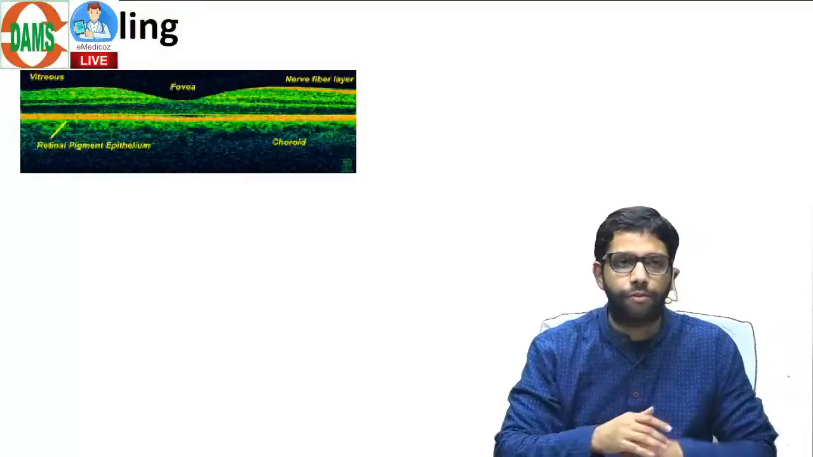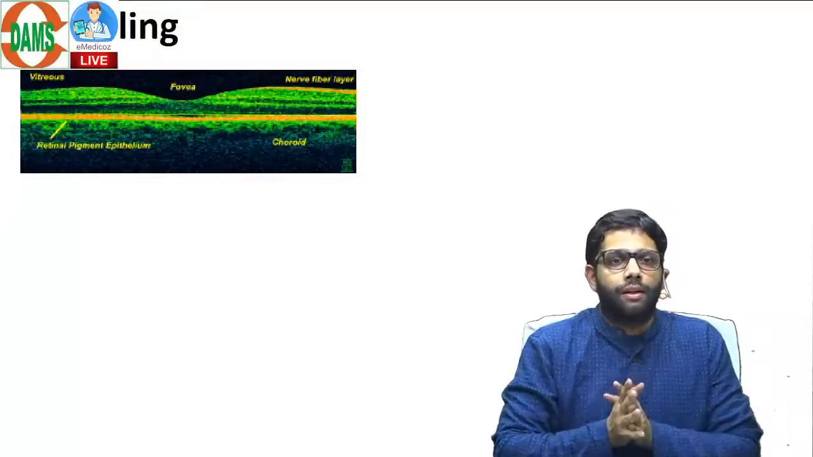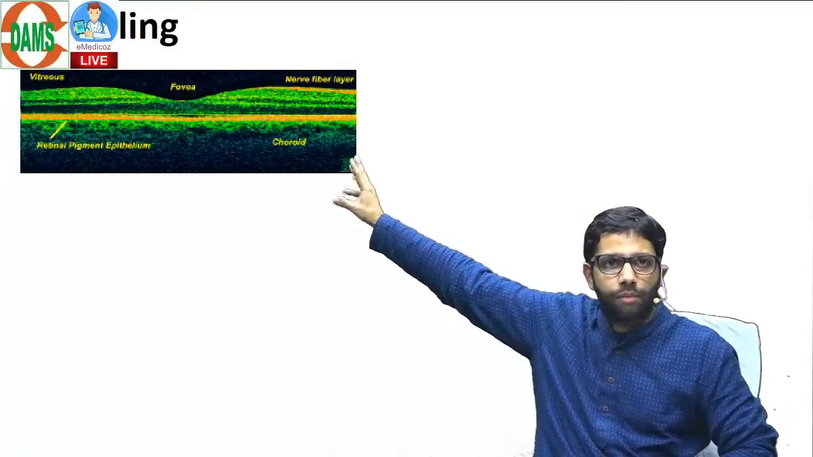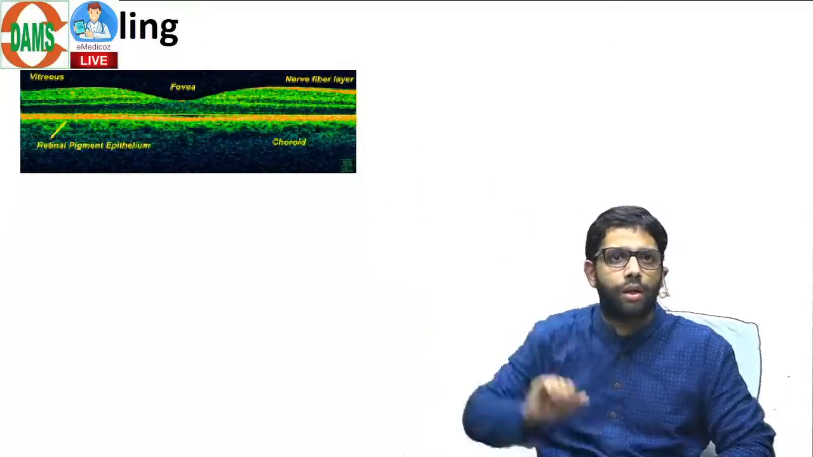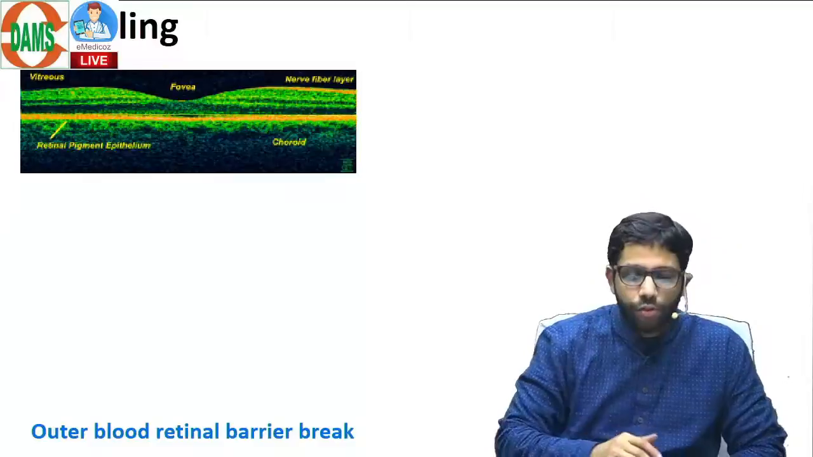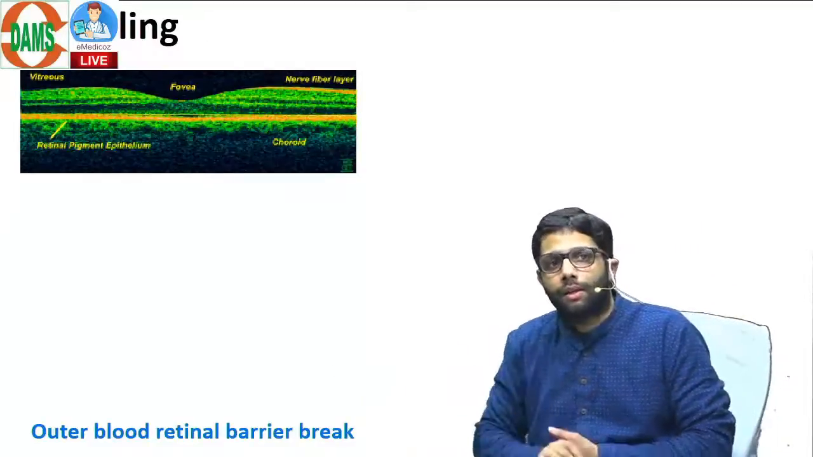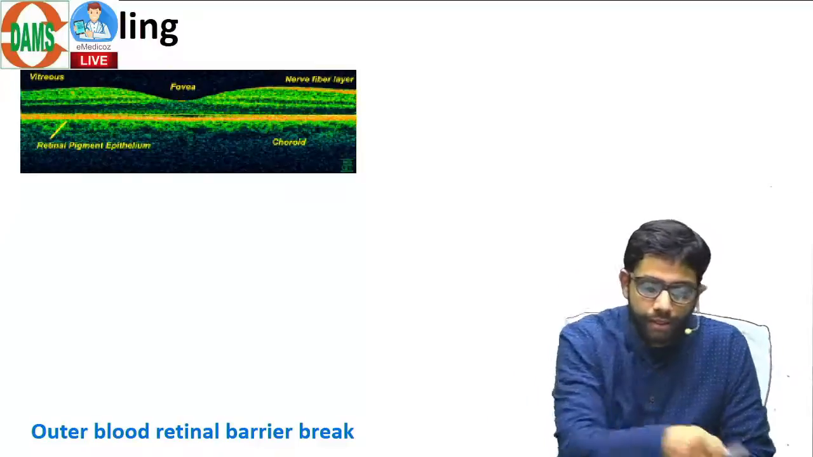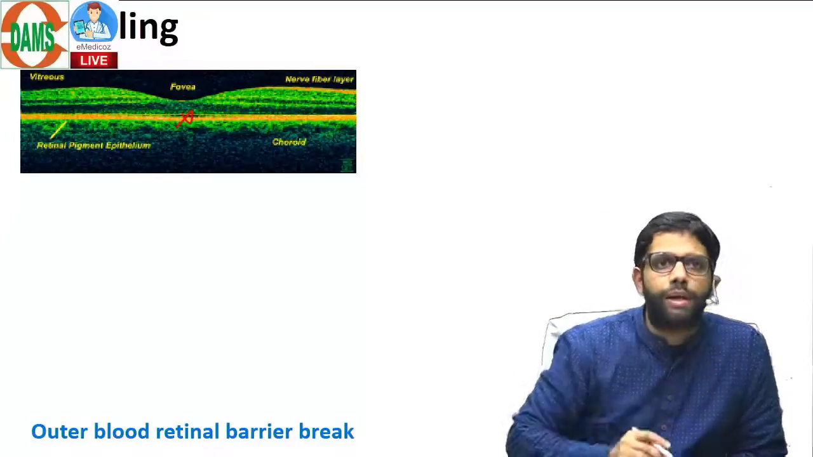Pooling means, for example, this is an OCT. Do you think it is normal or abnormal? This is the picture I showed you. This is a normal OCT. For example, if there is an outer barrier break. The outer barrier is made up of RPE. Where is the RPE? Over here. If there is an outer barrier break, what will happen?